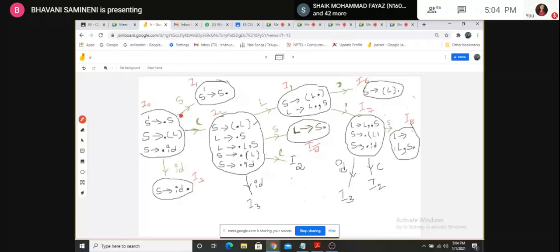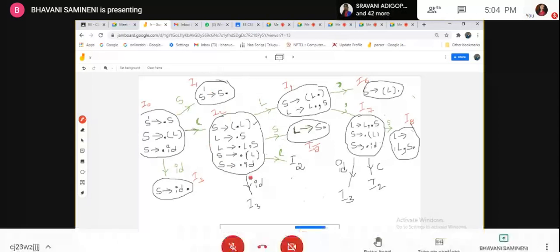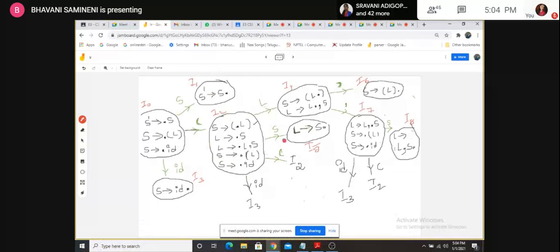So from I naught, the transition can be defined on S, open parenthesis, and ID, and from I1 there will be no transition emerging from it, and from I2 there are four transitions on capital L, capital S, open parenthesis, and ID. Then you may convert this canonical collection into a DFA without productions also. Okay, so now we'll see how to construct the LR0 parsing table for this DFA.